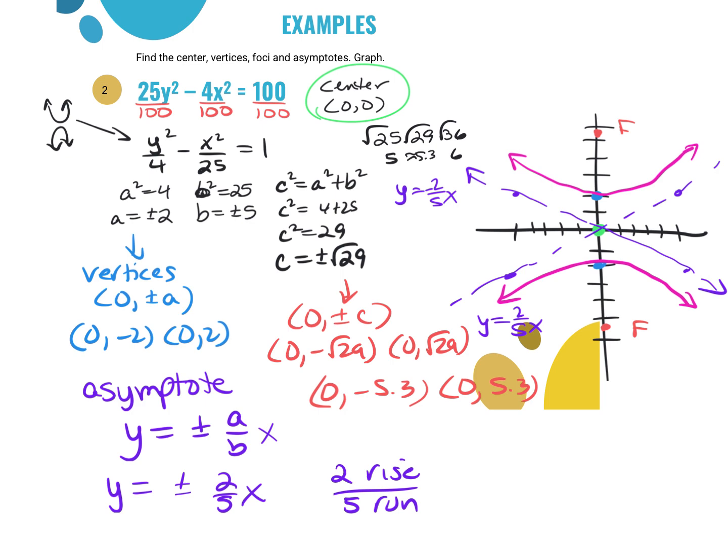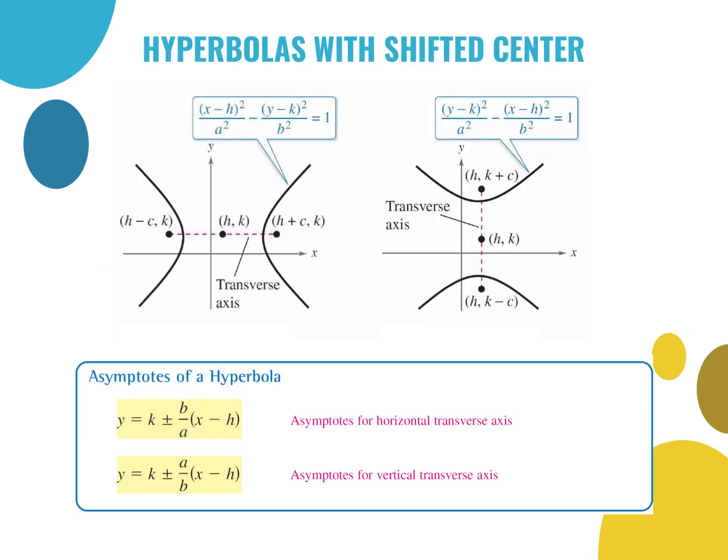Now we're going to do it when the center is not at 0, 0. Okay, so here, now we have to bring back our h and our k. And our asymptotes also have to incorporate that h, k. But again, when I go to graph the asymptotes, once you graph that center point, all you're going to do is move the slope from that center point.